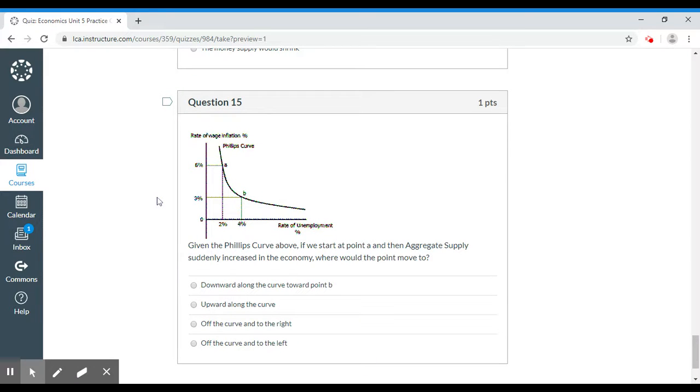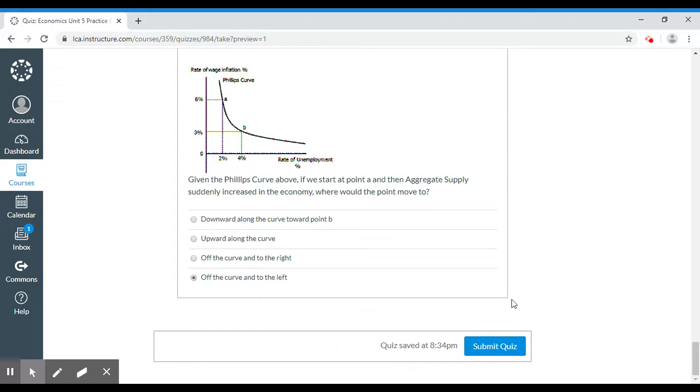And then lastly, number 15, if aggregate supply shifts, where do we move to? So we start at point A, and it says aggregate supply suddenly increases. That is going to move us inside the curve. It's going to make inflation go down and unemployment go down. So it's going to be off the curve and to the left. Okay, remember, supply shifts do not fit the Phillips curve. They take us off the curve.